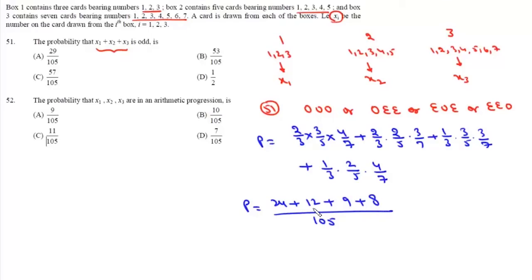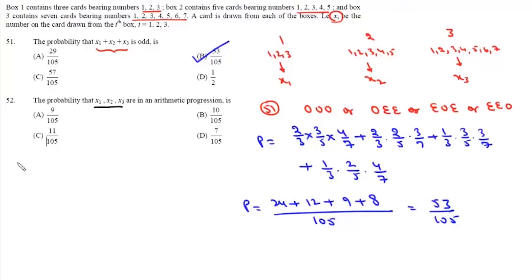Now this is 20 plus 4 is 44, 44 plus 9 is 53. So this probability will be 53 upon 105, and that's your option B. Now the second part is we need to find the probability that x1, x2, x3 are in AP.